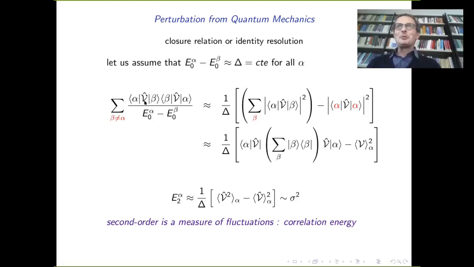The second order perturbation theory term that I highlighted before is just a summation over beta different from alpha. Assuming that these denominators are all the same, delta, you can sum up all the beta terms and subtract the one that was included. So the approximation stands for the fact that I assume the energy differences are all the same. This is just having all the beta terms minus the one that has been reintroduced, and then an elementary recombination of this expression.